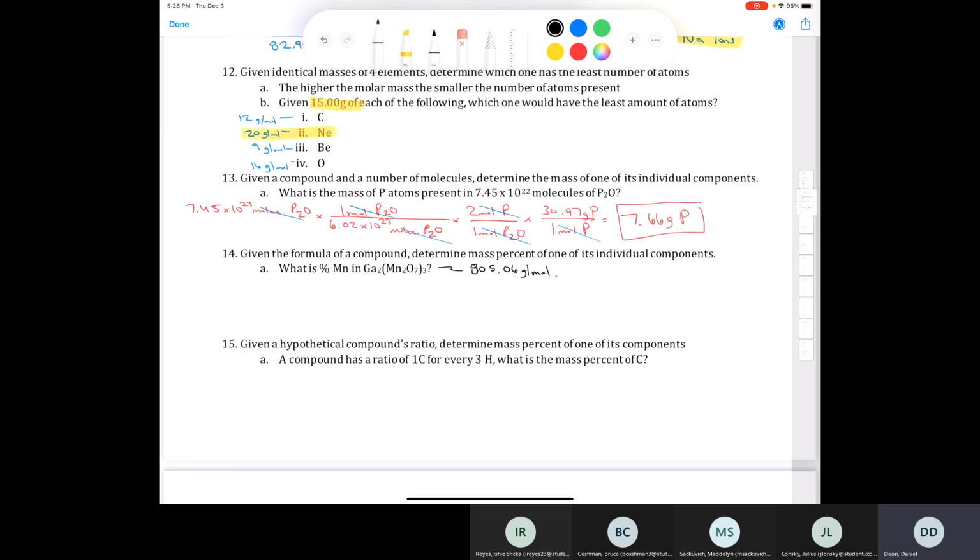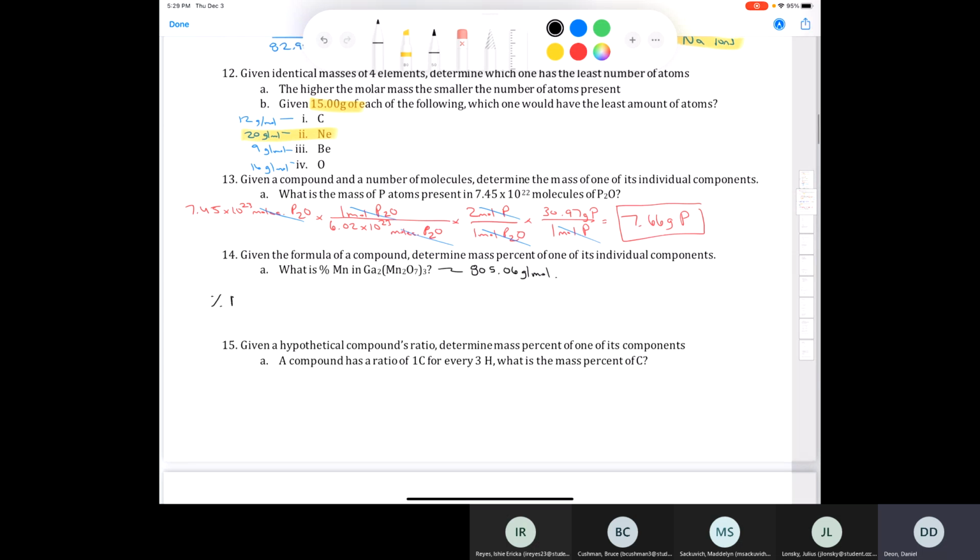Who could tell me how many manganese I have in this formula? That might be an easier way to pose it. Thanks, Julius. Julius is 100% correct. So what he's saying is, if you want the percent of manganese, you're going to take the molar mass of manganese, which is 54.94 grams per mole, but you're going to multiply that by 6, right? We have 2 times 3, which is 6.